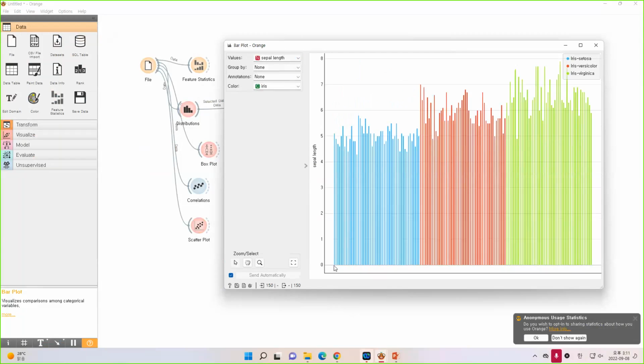You can see the blue color is the iris setosa. So there are 50 data. So if you calculate this one, there are 50 data of iris setosa. We have also 50 data of iris versicolor, and we have 50 data of the iris virginica. This is in the bar plot because we don't have any categorical data.